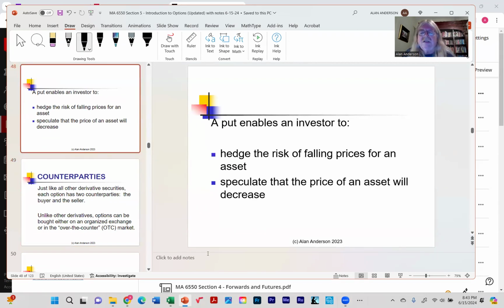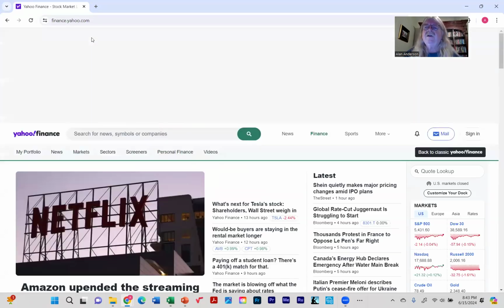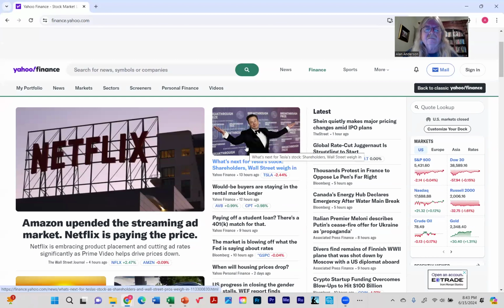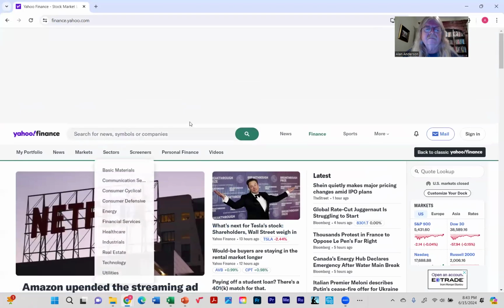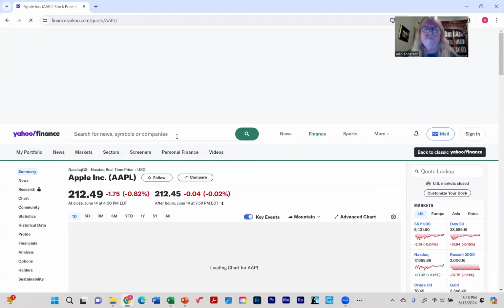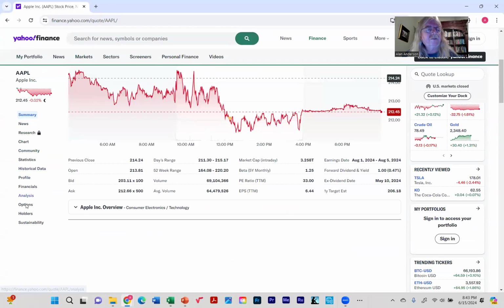All right, now let us go back. I think we did this once before. Let's go look at the prices of Apple options, Apple stock options, that is. And now let's take another closer look at the details. First, we need the ticker symbol for Apple stock. And then if you notice over here, they have options.